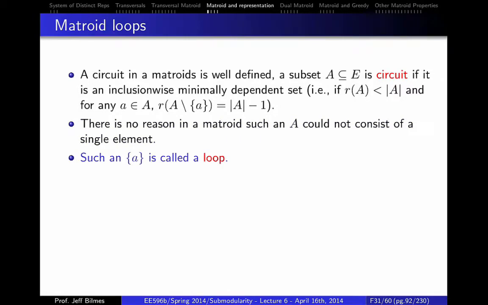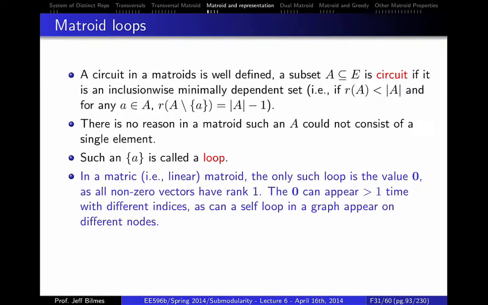So a single element circuit is sometimes called a loop. What would be the vector corresponding to a loop or a single element circuit? A self loop in a graph, or if it was a vector in a matrix. Yeah, it's all 0. So the vector of all zeros has rank 0. It's still an index. It's still a vector. It still counts as one vector, but it has rank 0. If you add it to a set of vectors, you don't increase the span, right? So in a linear matroid, such a loop is 0.